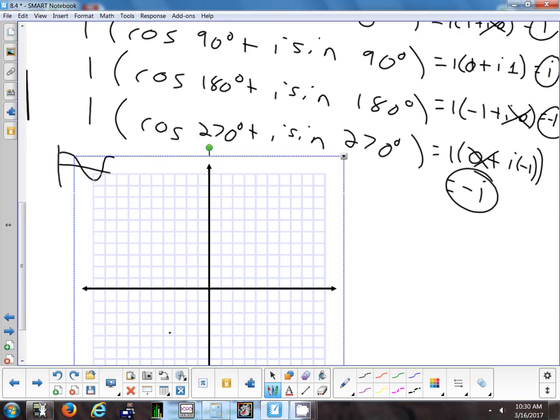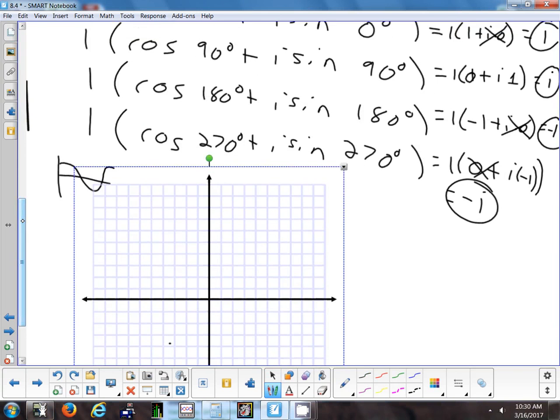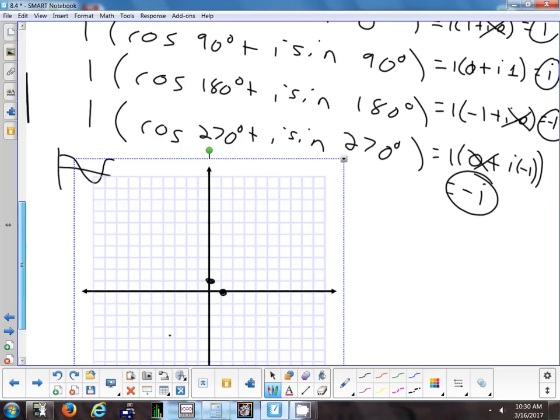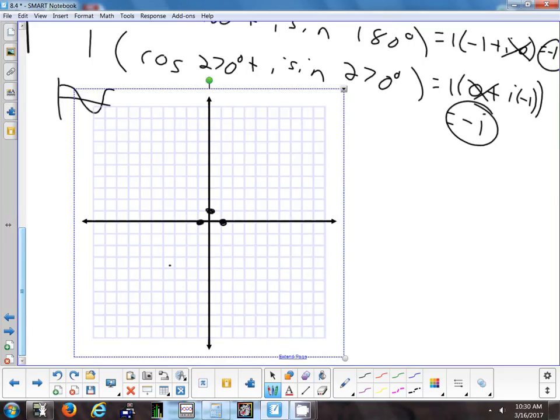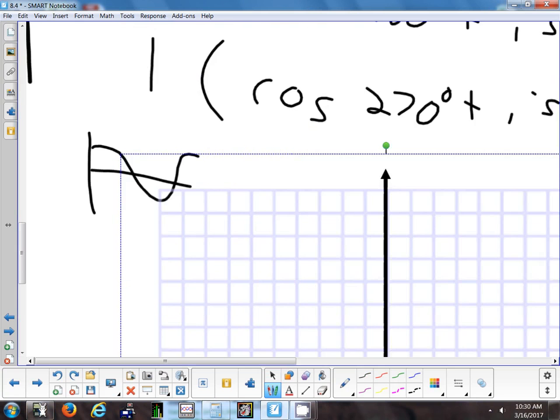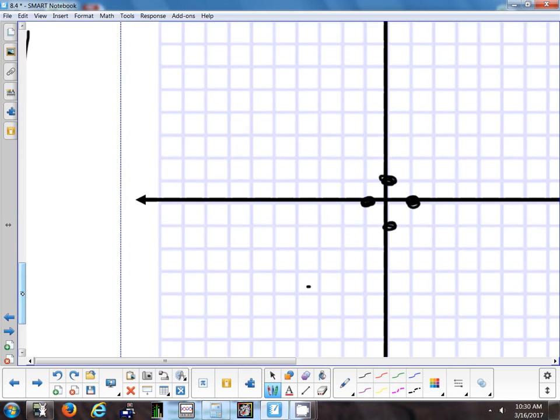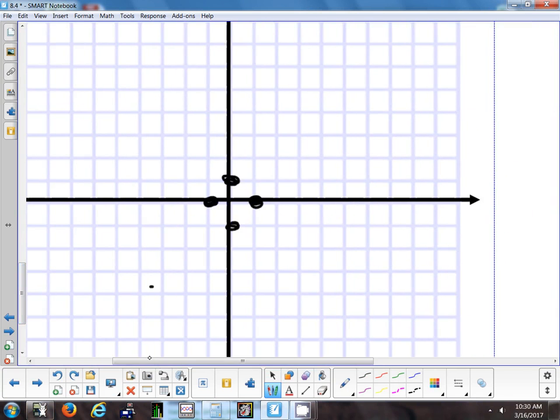How would you graph 1? Right 1. How would you graph i? Up 1. And how would you graph -1? Left 1. And then -i? Down 1. Okay, what do you notice about if you were to connect those 4 points? Yeah. You get a square, or a diamond because it's kind of turned.